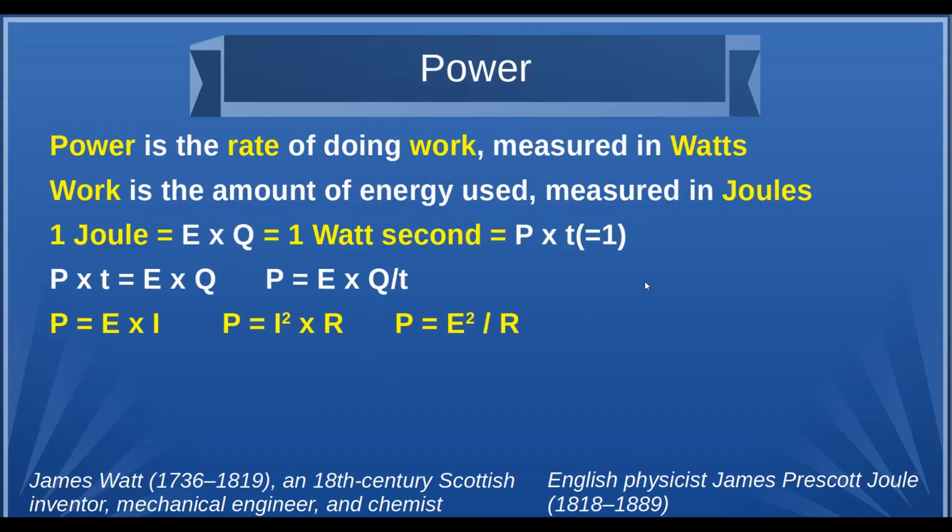Okay, power. It's the rate of doing work. We measure it in watts. And work is the amount of energy used, in joules. So 1 joule, we said, was equal to a watt-second. And this shows how we get all that stuff to the power formula, where power is equal to the voltage times the current.